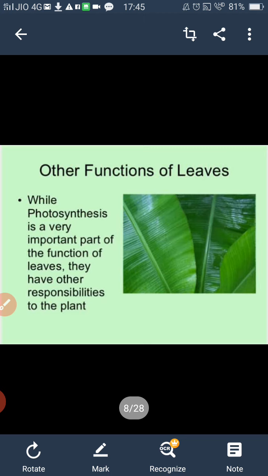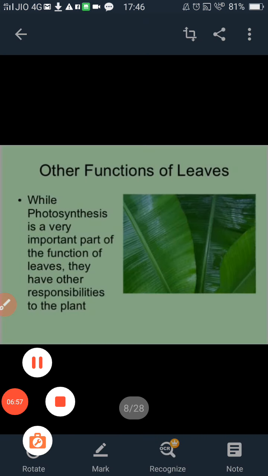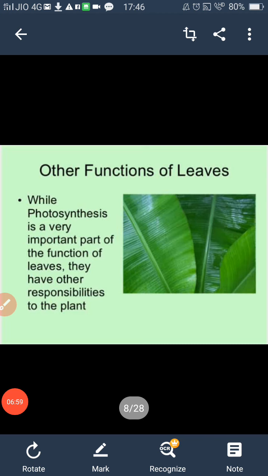Now I will tell you what the other functions of leaves are. As photosynthesis is a very important function of leaves, we all depend on the plants and the food given by the plant, and it has other responsibilities also. Now how are they useful to us? So what are the other functions of leaves? This I will explain to you in my next video.